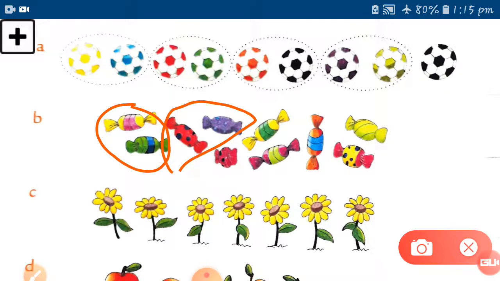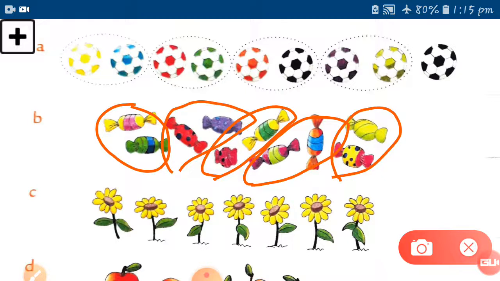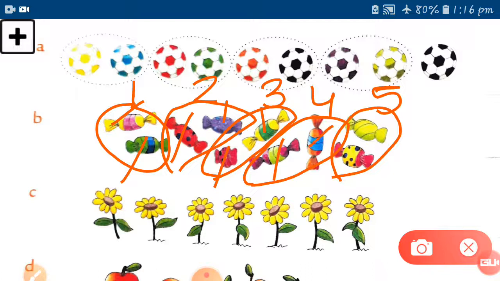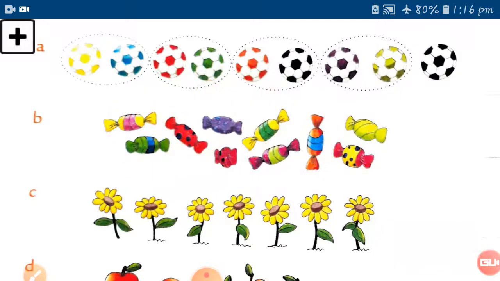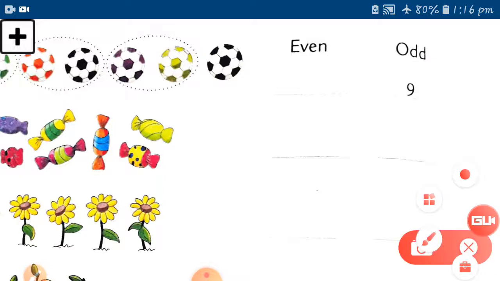2 group, 3 group here. Now here is 4 group, and here is 5 group. Oh, there are no chocolates remaining. So let's count now how many groups there are. 1 2 3 4 and 5. 5 groups are there, but how many chocolates are there? There are 2 chocolates in 1 group. It means 1 2 3 4 5 6 7 8 9 and 10 chocolates are there. So 10 will come with the even numbers here.